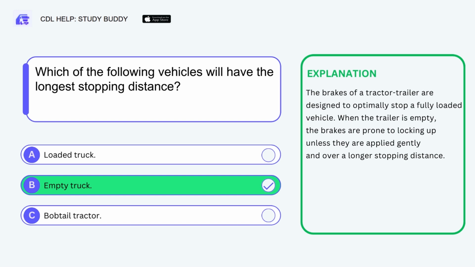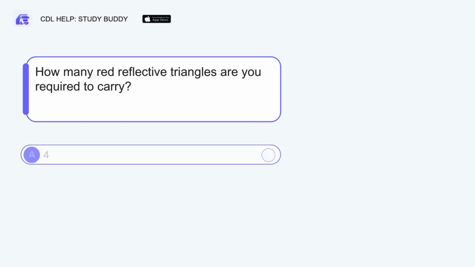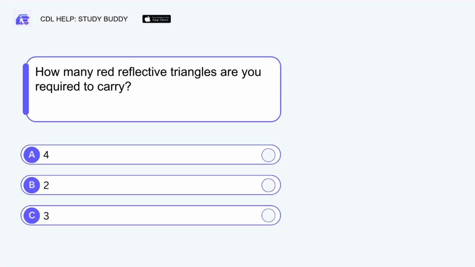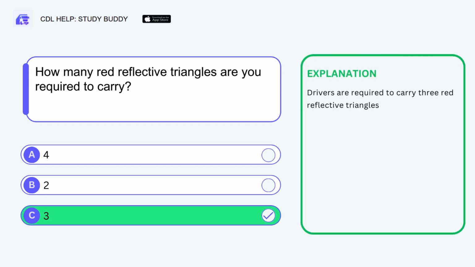How many red reflective triangles are you required to carry? Drivers are required to carry 3 red reflective triangles.